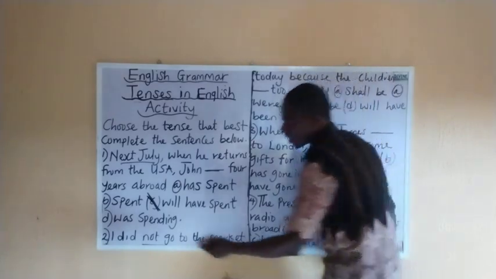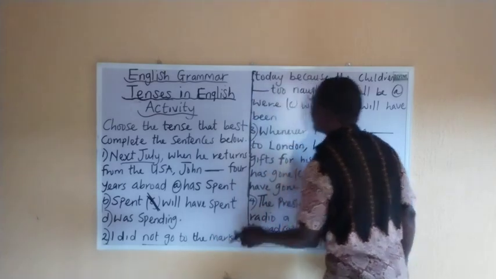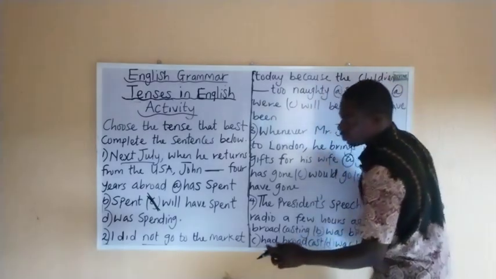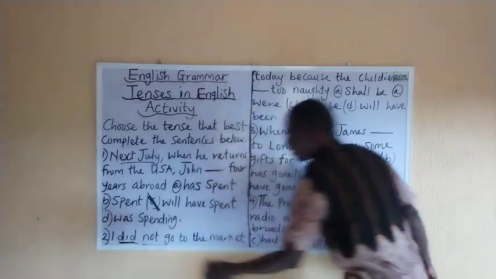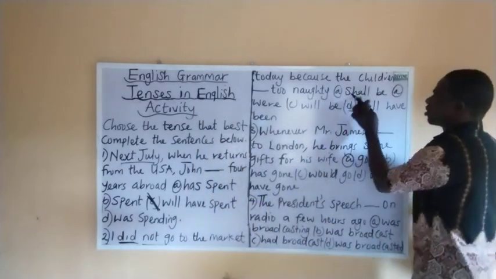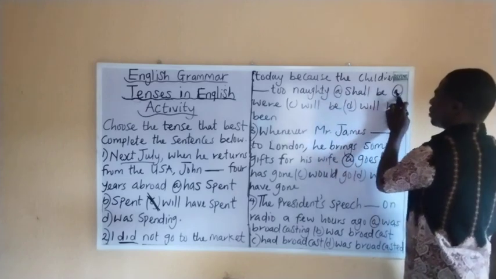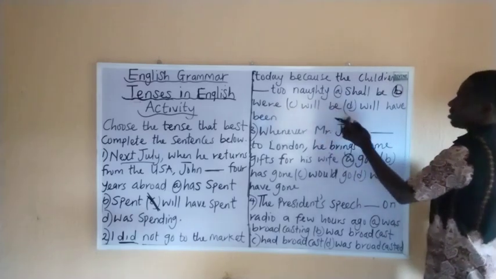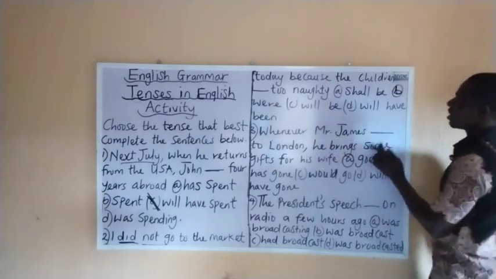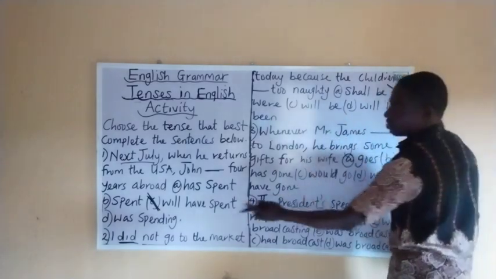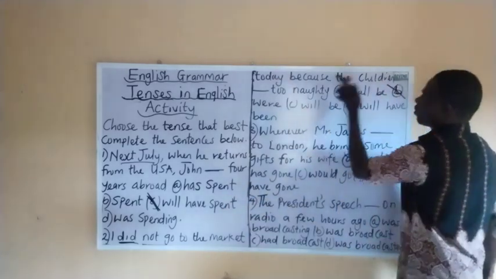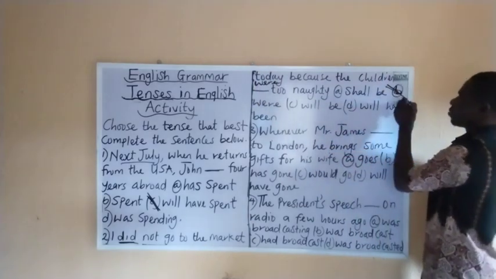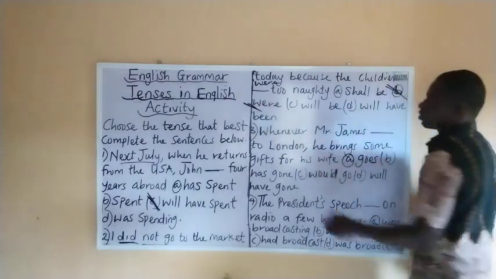Okay, 2. I did not go to the market today because the children dash too naughty. Let's consider the tense did, showing that the action is past. Okay, we have options like A shall be, B were, C will be, D will have been. So the answer here is were, past tense. I did not go to the market today because the children were too naughty.